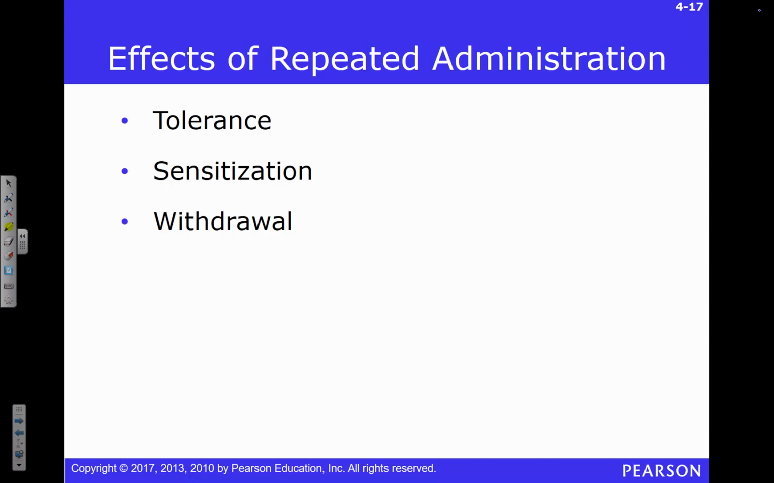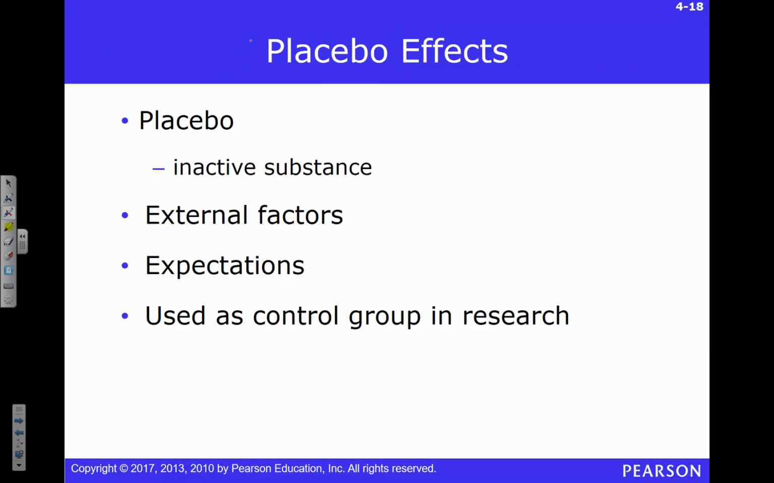Hey, check this out. Let's talk about some tolerance. So, some folks take medications repeatedly, and that sets up a mechanism called tolerance. And then later, when you try to go off that drug, we can think about withdrawal mechanisms. Okay?